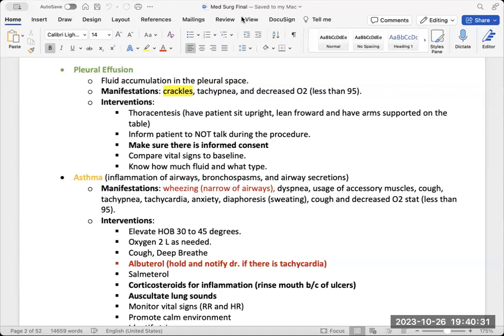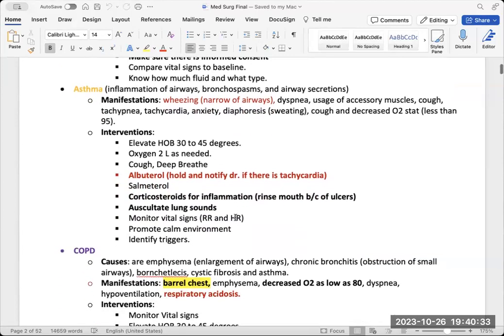The next thing we have is asthma, an inflammatory chronic disease which causes bronchospasms, constriction of the airways, and airway secretions. The most common manifestation is wheezing, right? That's our famous one. If you don't remember anything else, I expect to hear wheezing in my asthmatic patients. They might also have tachypnea, tachycardia, and anxiety.